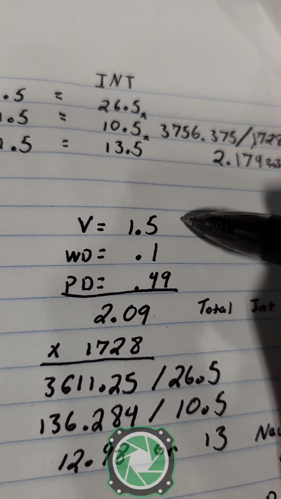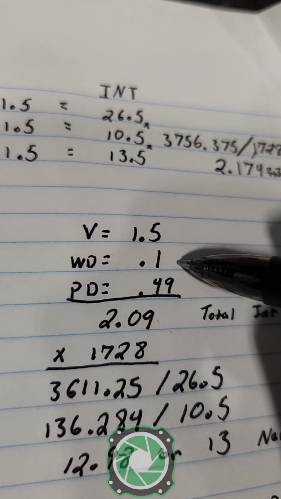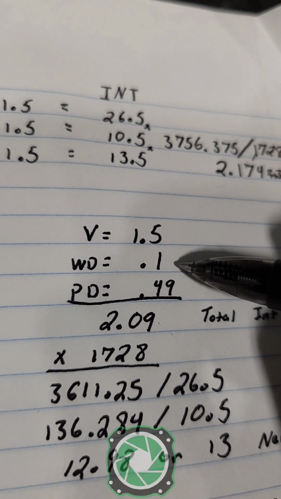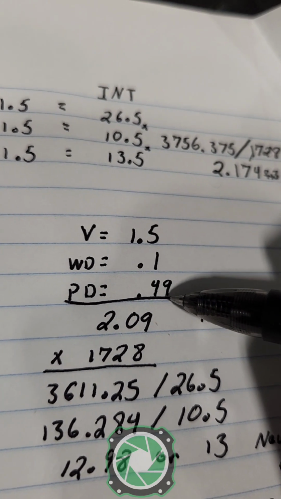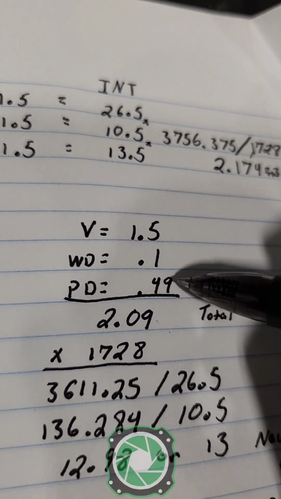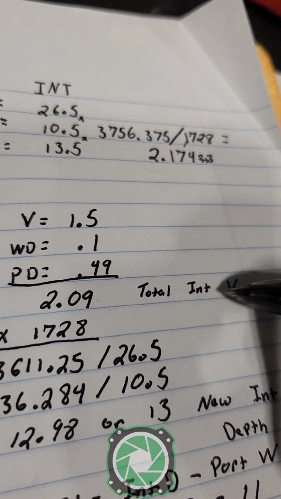So now we want to add up the volume that we want to give our sub, which is 1.5 cubes, our woofer displacement, remember that's how much the sub takes up, which is 0.1 cubes, and our port displacement that we just found out, which is 0.49. Add those all together, we're going to get 2.09, which is our new total internal volume.